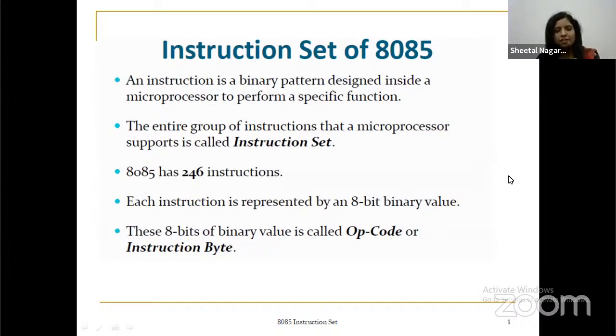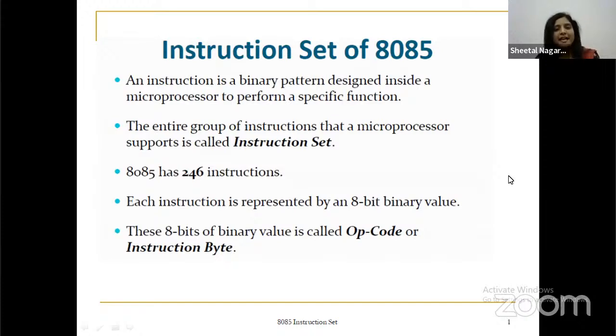Now, first of all, what is an instruction? An instruction is a binary pattern designed inside a microprocessor to perform a specific function. The entire group of instructions that a microprocessor supports is called the instruction set. 8085 microprocessor has 246 instructions. Each instruction is represented by an 8-bit binary value.